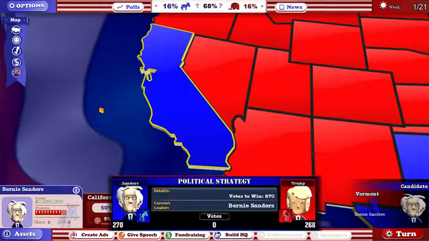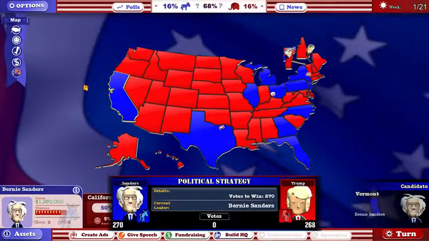Let's do some math here. I set this up so that Bernie Sanders is carrying only the 11 largest states in the country. The blue states are the 11 most populous states in the country. Donald Trump has the 39 least populous states. So in terms of rank by population, Donald Trump is carrying all the states from 12 to 50.